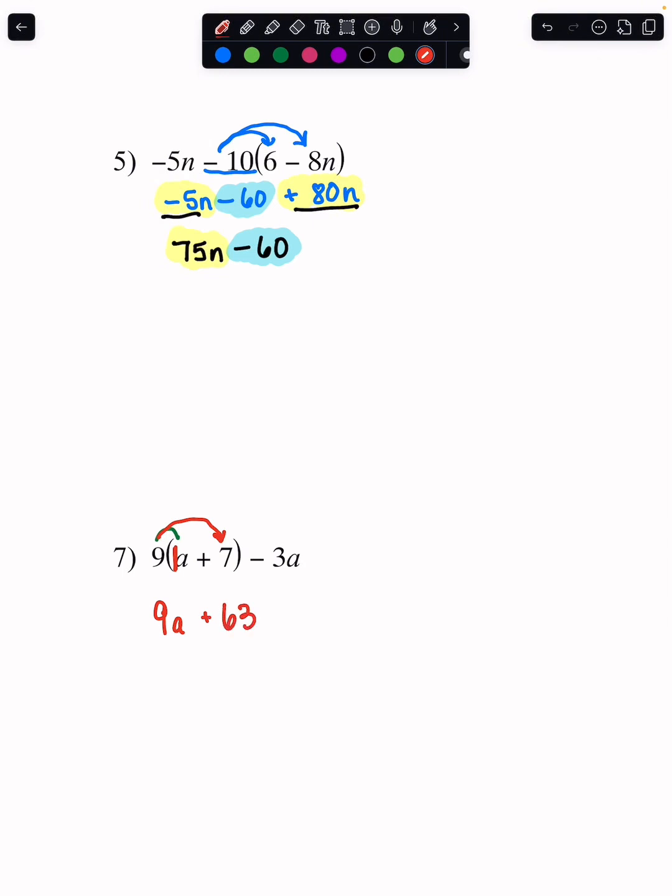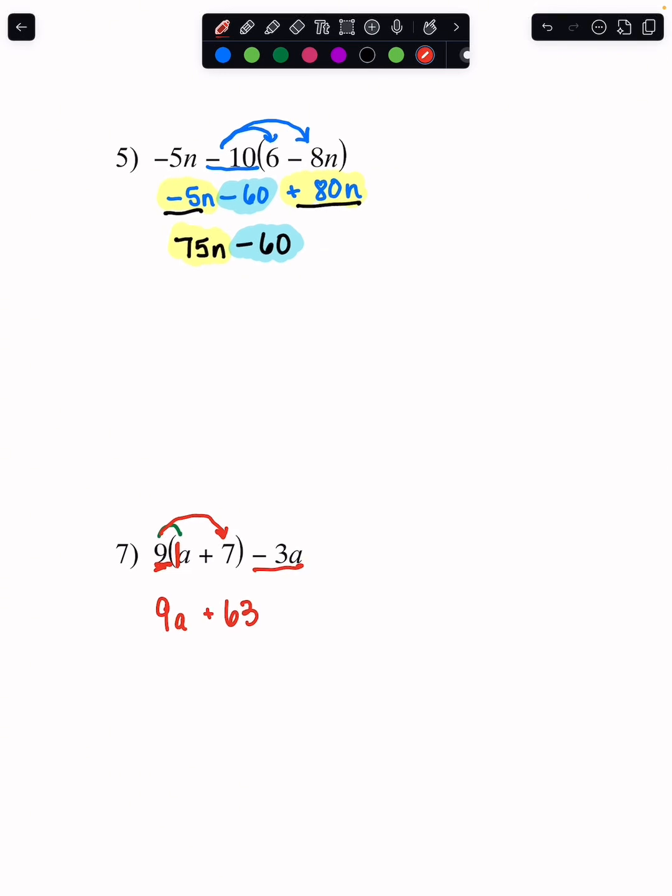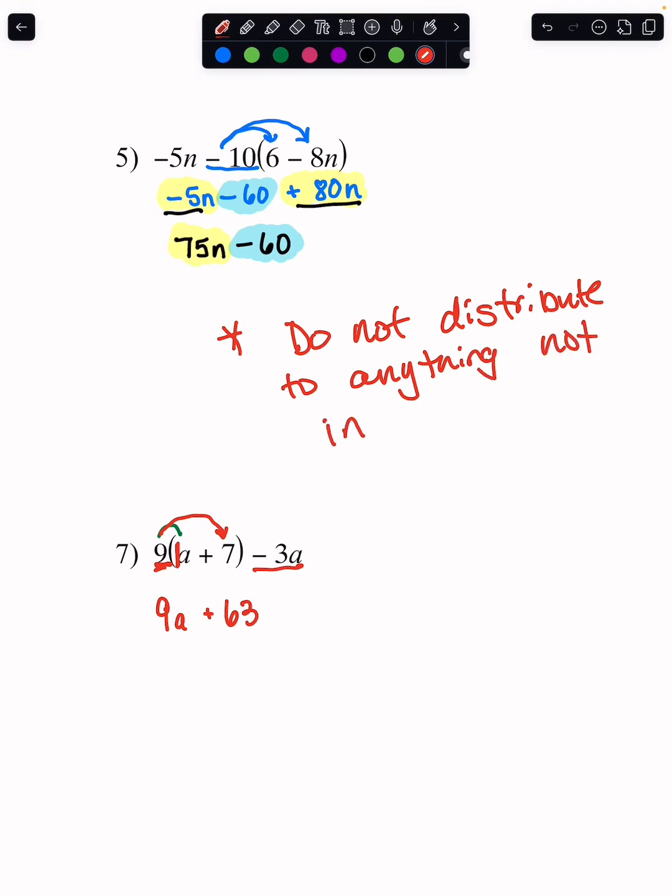And then, does this 9 distribute to this? No. And that reason is because you don't distribute to anything that's not in the parentheses. As a matter of fact, let's make that a rule right now. Write this rule down. Do not distribute to anything not in a parenthesis. That 3a is not in the parentheses, so that just kind of comes along for the ride. Okay? So that minus 3a is going to go here.